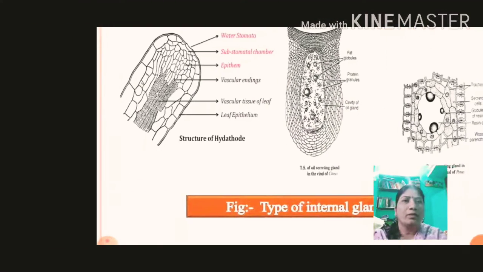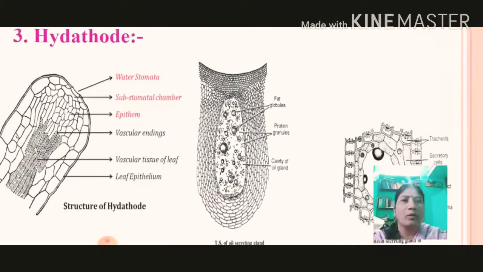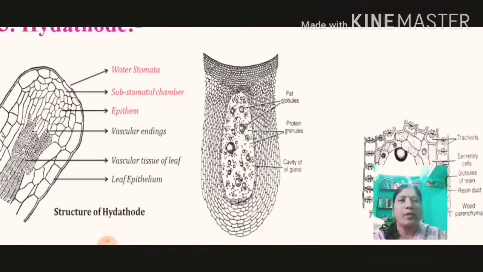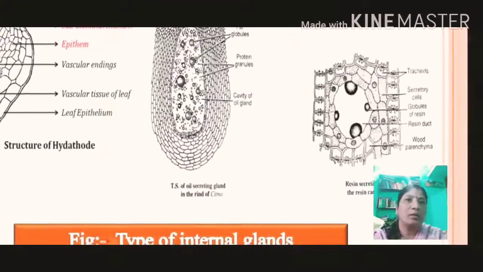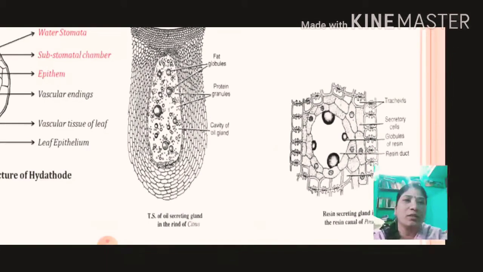Next, hydathodes. These hydathodes are internal glands, discussed figure by figure. They are associated with the endodermis and water stomata. Then the second layer, the substomatal chamber, is present. In this picture you can see the epithelium, vascular endings, and the vascular tissue of the lip and the lip of epithelium. This is the structure of the hydathode.